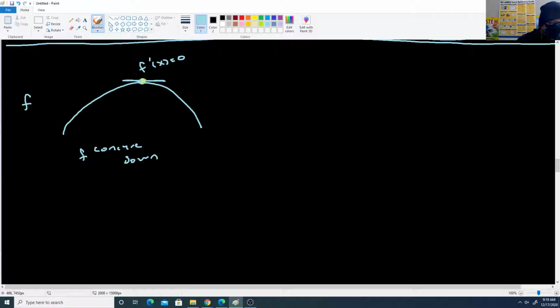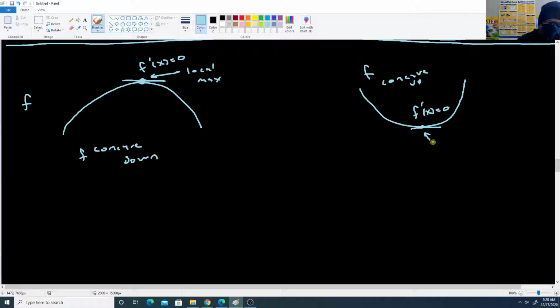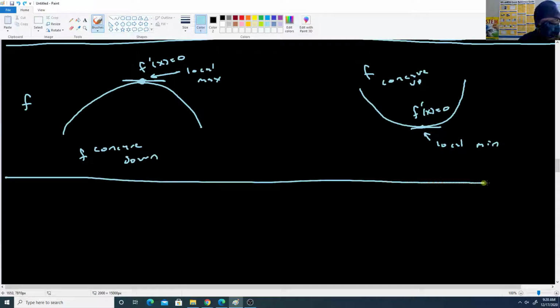So if you have a critical point and your graph is concave down, where that critical point occurs will be a local max. And the reverse is true if you're concave up and you have a critical point where the first derivative equals 0. Then this right here will correspond to a local min. Because if you're not at 0, you're positive on this side, you're negative on that side. So you only get the max or min if it falls on a critical point.